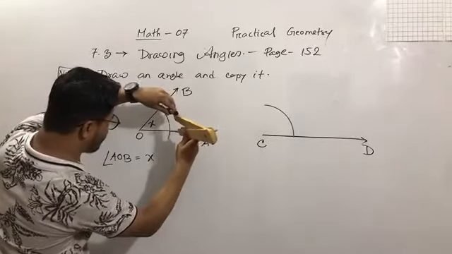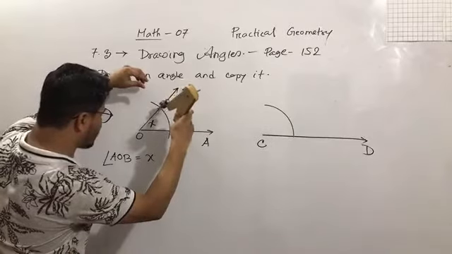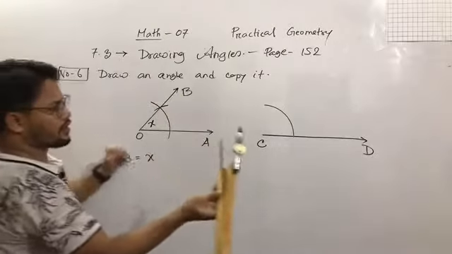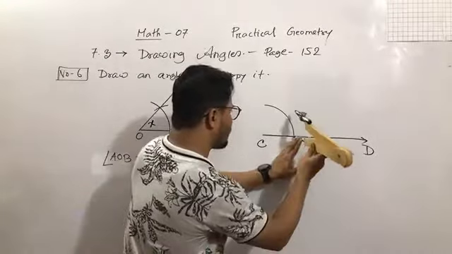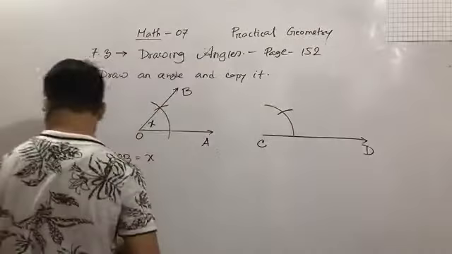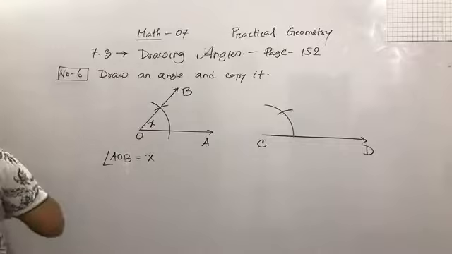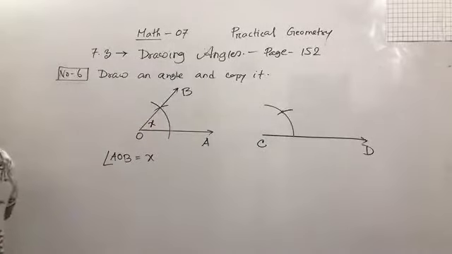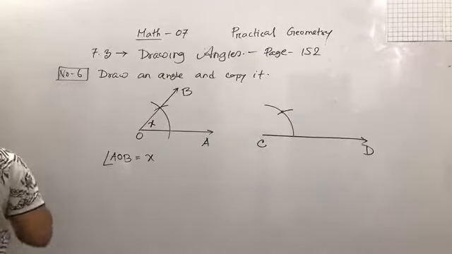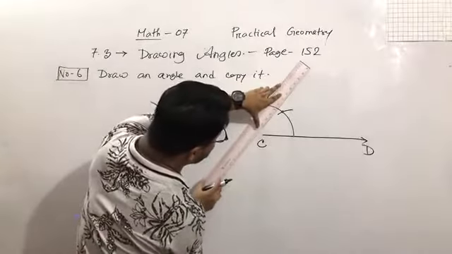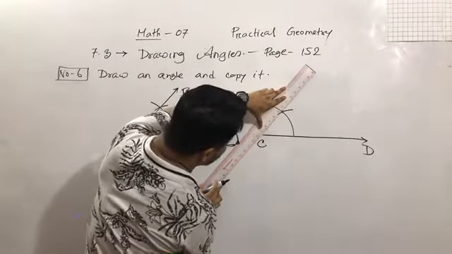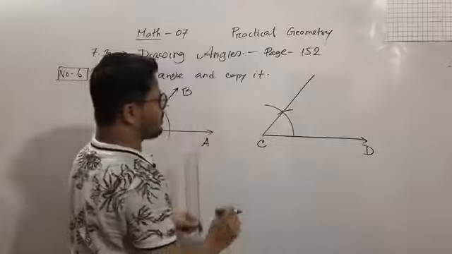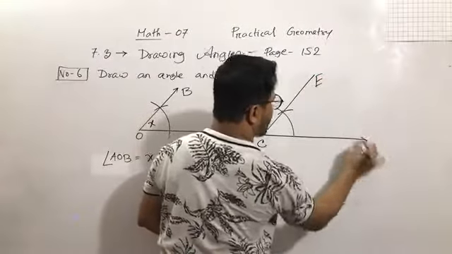Give attention, my dear students. This is now the exact measure. Now placing the pointer here, draw another arc on the previous arc. These two arcs intersect each other at this point. Now we will draw another line by using C and this intersecting point, and this is the exact copy of the previous angle.